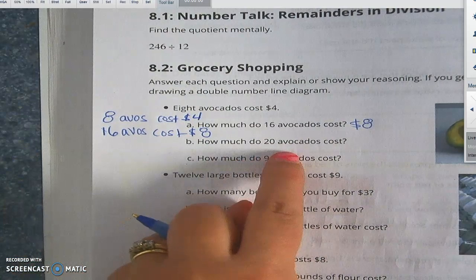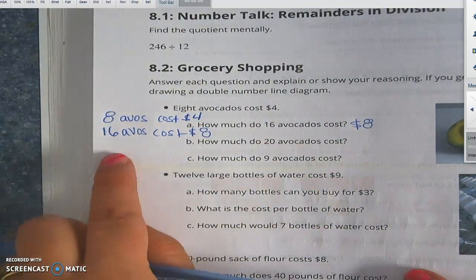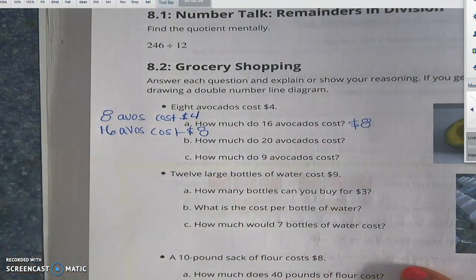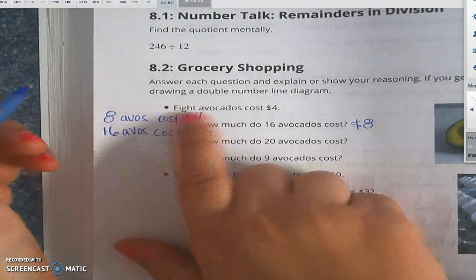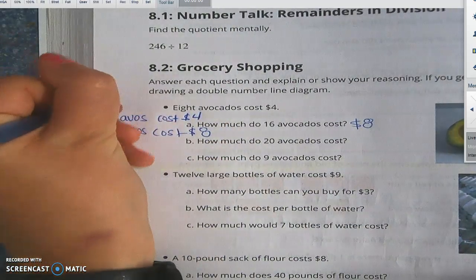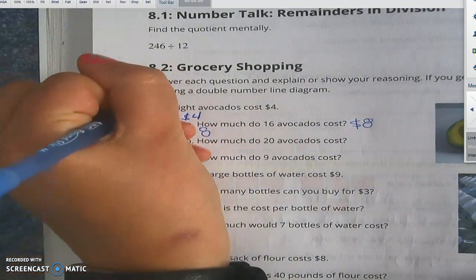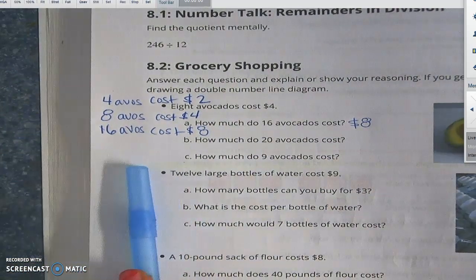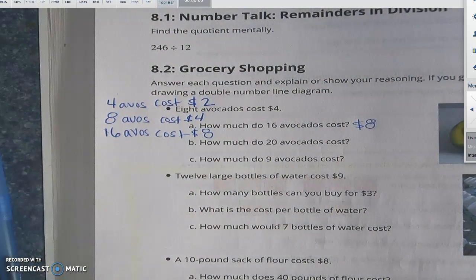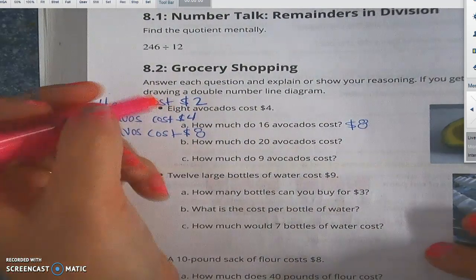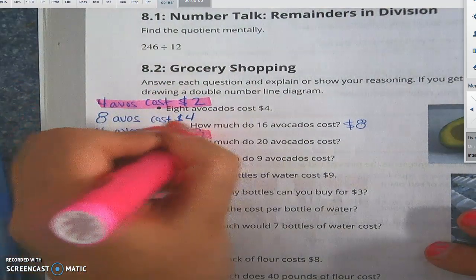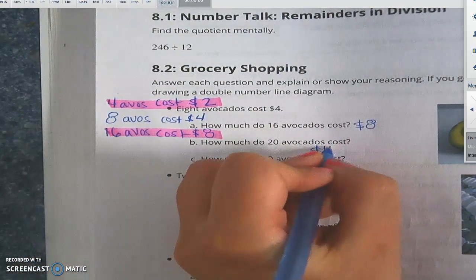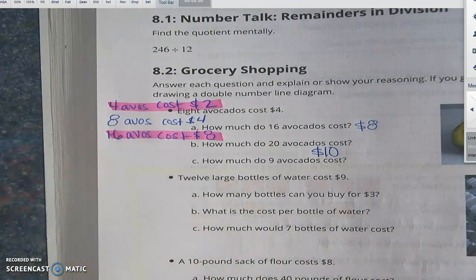Then it asks how much do 20 avocados cost? Well, I know 16 is $8. Finding 4 avocados might help me with that. So if 8 was $4, if I just divide that by 2, 4 avocados would cost $2. So now to get 20 avocados, I can do 4 avocados is $2 plus 16 avocados is $8. And that gives me $10 for 20 avocados.